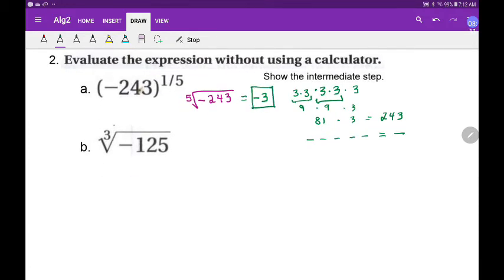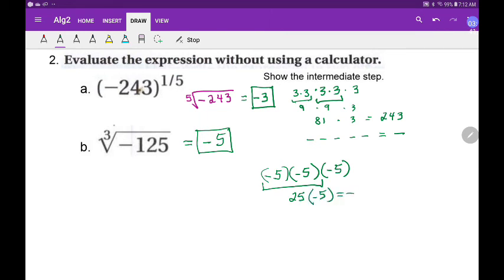And then what times itself 3 times is 125, is what I'm saying down here for B. And I think you'll agree with me that negative 5, again, it's an odd index. If I say negative 5 times negative 5 times negative 5, first I'll get a positive 25. And then I multiply by a negative again. I go back to negative 125. Okay, that's it.